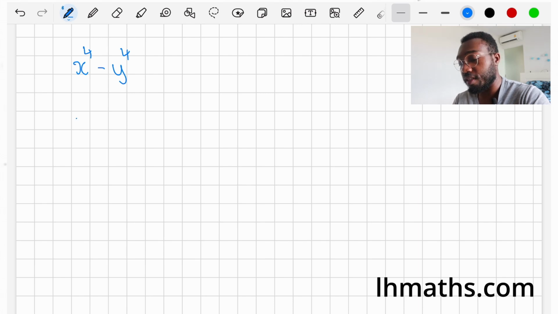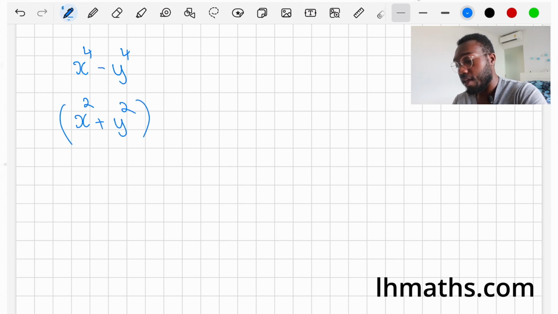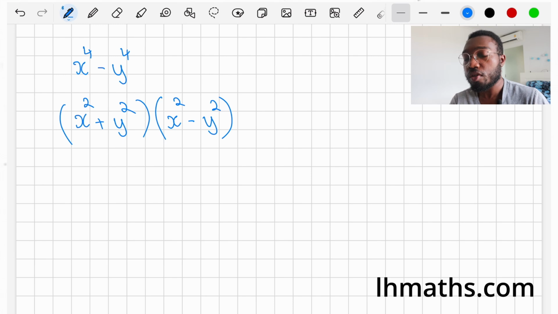So what that means is we would end up with x squared plus y squared, and that is x squared minus y squared as well, okay? So when you see questions like this, you've just got to realize it's a difference of two squares. You've just got to see it, okay?